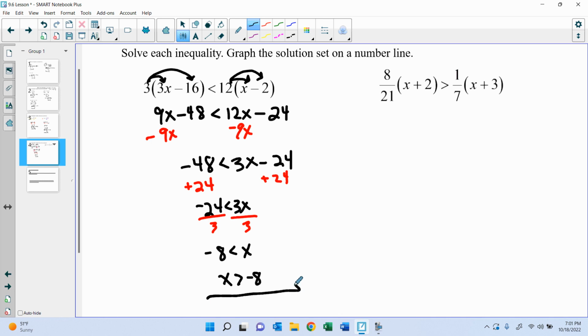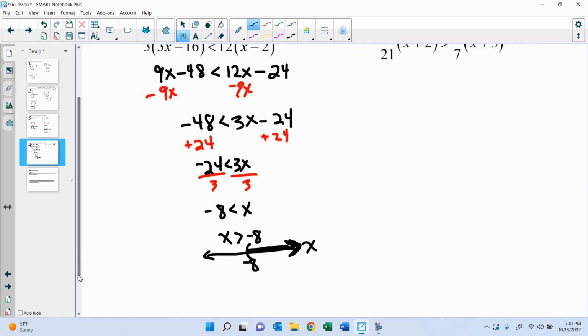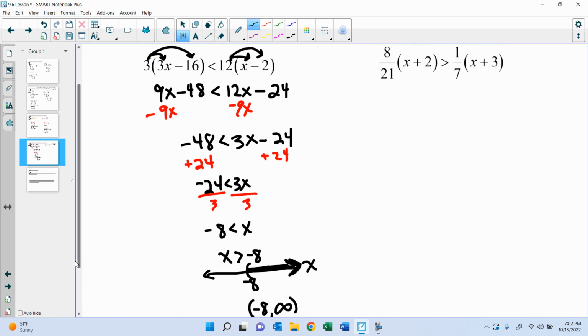Now to the number line, we just draw the number line. This is the number line for x. We just put a -8 there. This time x is greater than, not including, so greater than is to the right, but we don't include, so we do a parenthesis, and then we shade to the right because it's greater, and greater is to the right, less is left. And then for interval notation we just put the parenthesis: -8, comma, infinity, close off, and you're done. Now let's go ahead and do this last one.